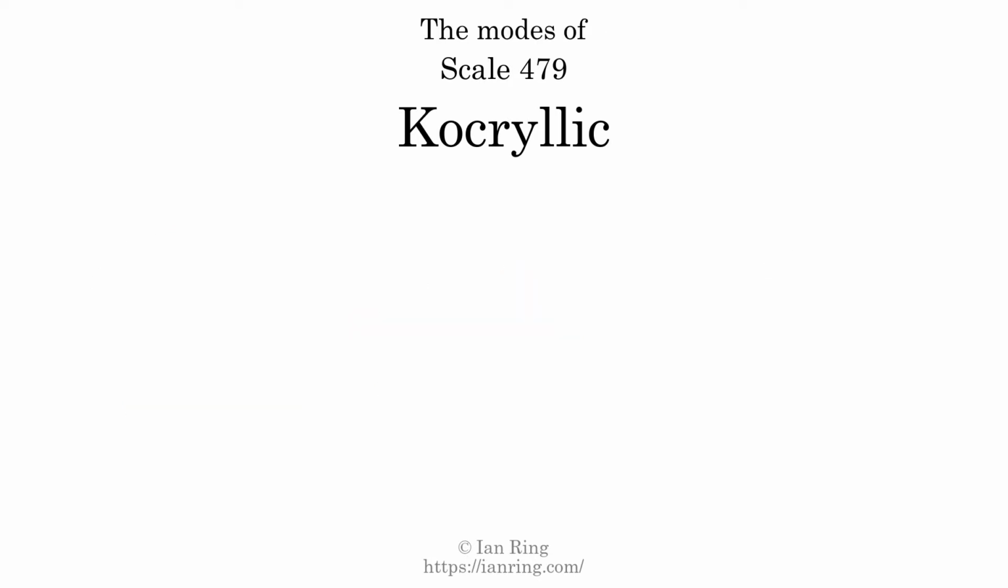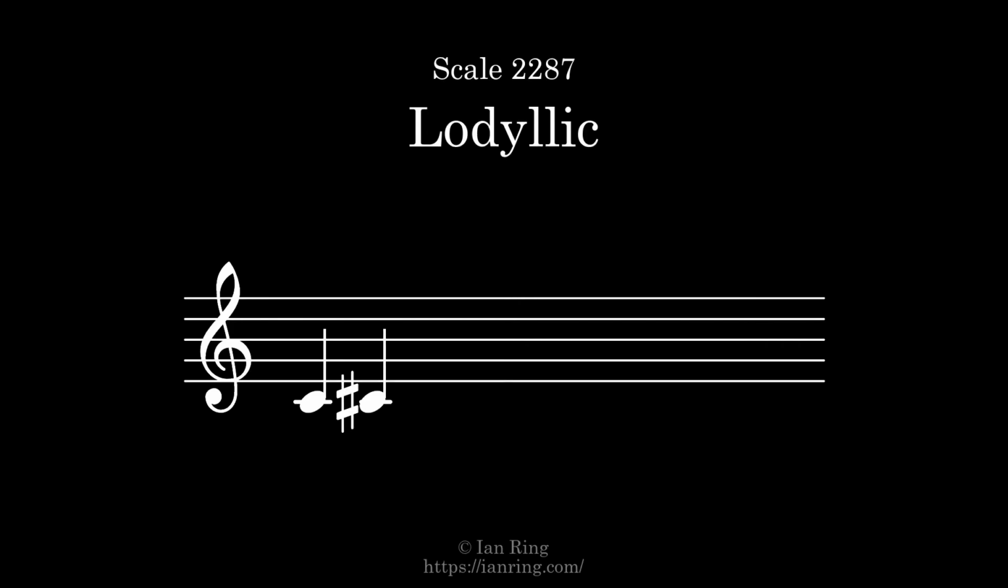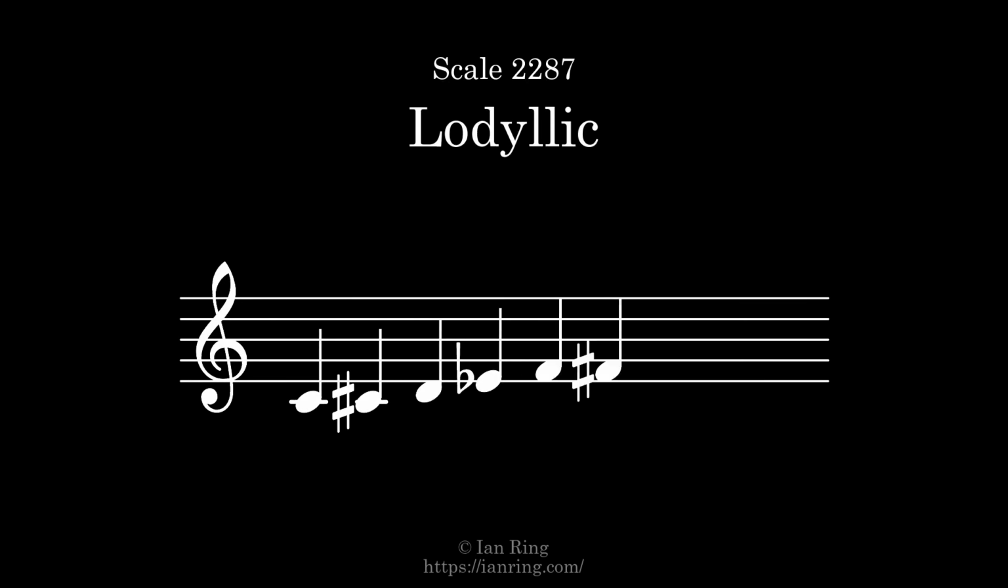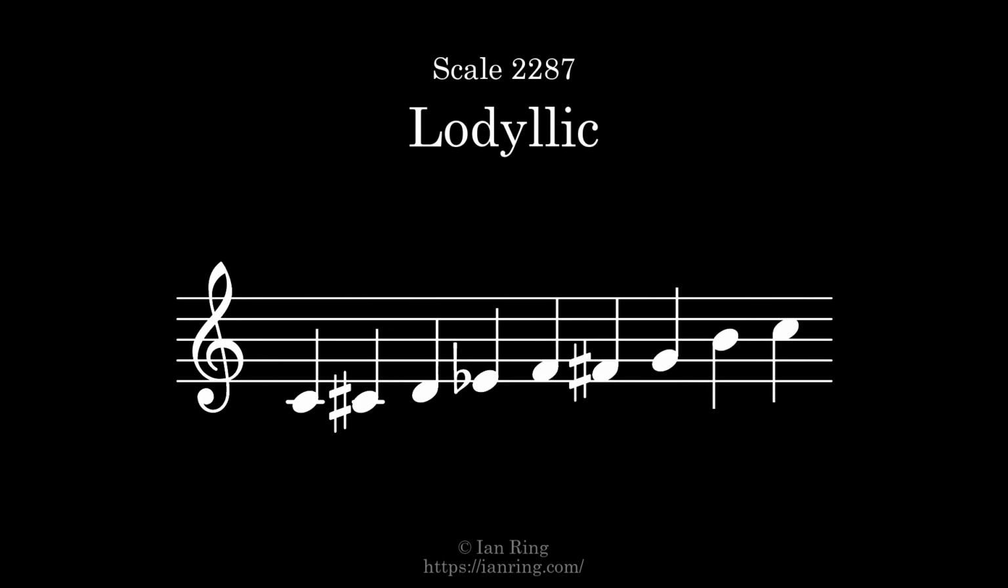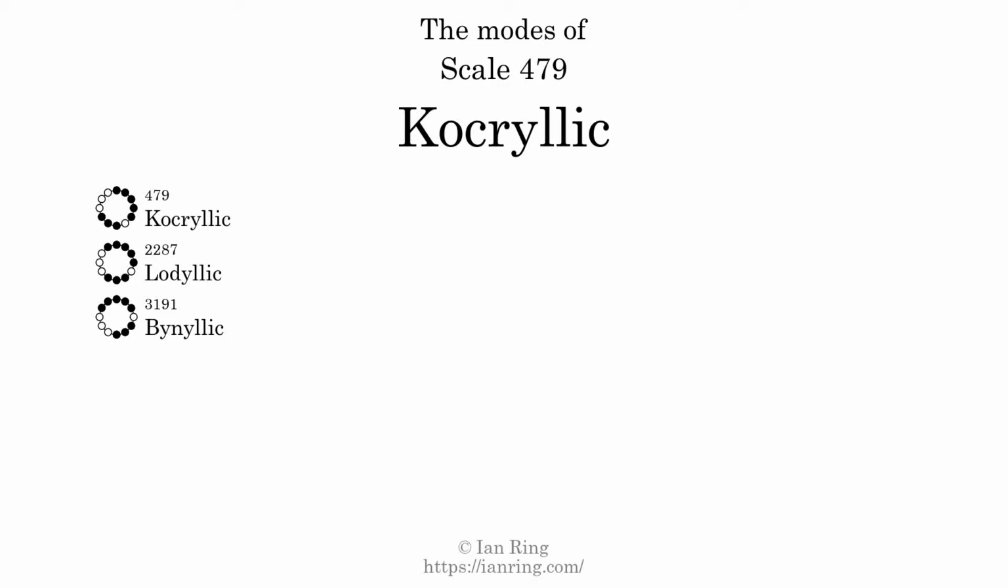This scale has 8 modes. The first mode is itself. The second mode is scale 2287, also known as Untitled. It sounds like this. The third mode is scale 3191, also known as Kocryllic. It sounds like this.